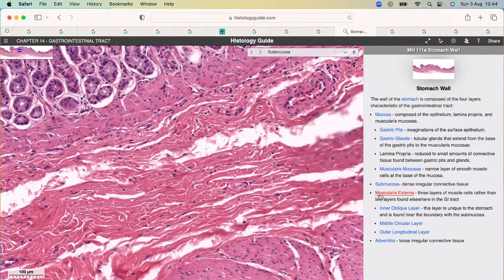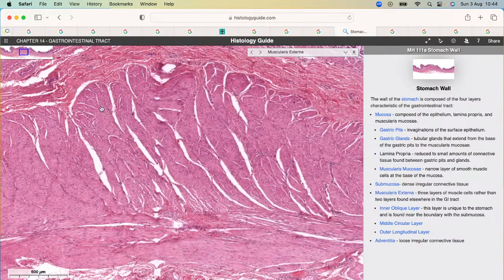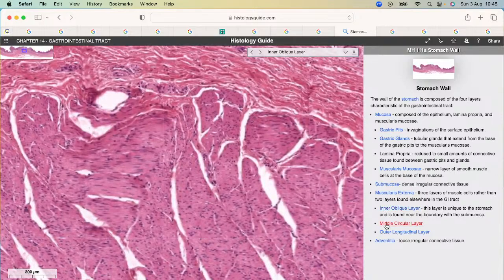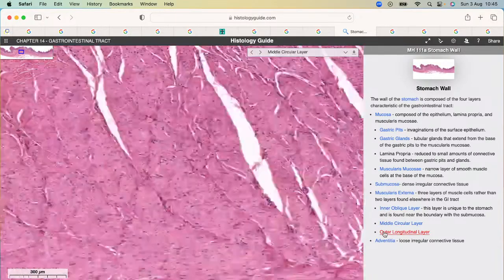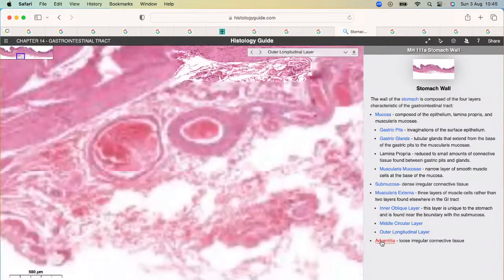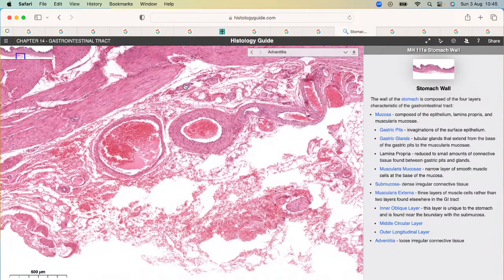And then from the submucosa we are going to the muscularis externa, where we find the 3 layers of muscles that we mentioned, which are the oblique muscle, the internal oblique muscle, the longitudinal muscle, and the circular layer. So you can click on each of these regions and see the 3 different regions. And then finally we have the adventitia, which is essentially hard connective tissue, where you can also find vessels, as you can see here.